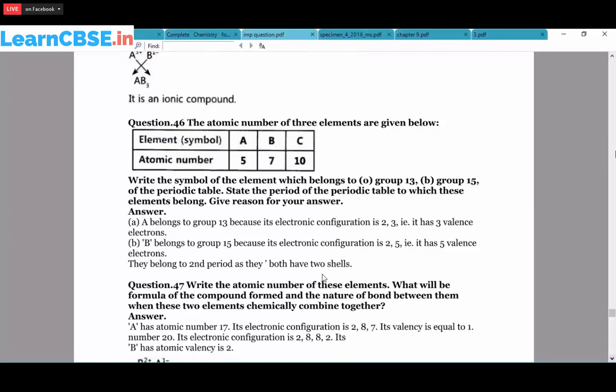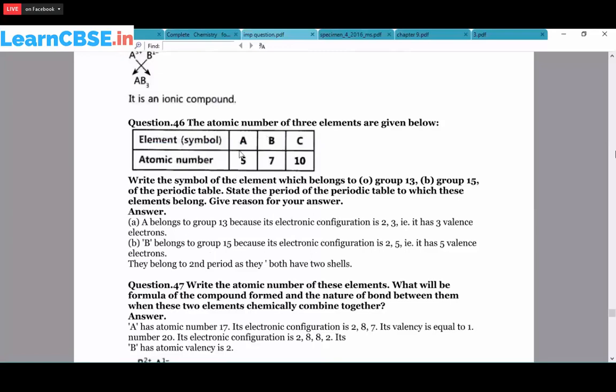The atomic numbers of the three elements are given below: A, B, C, with atomic numbers 5, 7 and 10. Write the symbol of the element which belongs to group 13 and group 15 of the periodic table. State the period of the periodic table to which these elements belong. Give the reason for your answer.